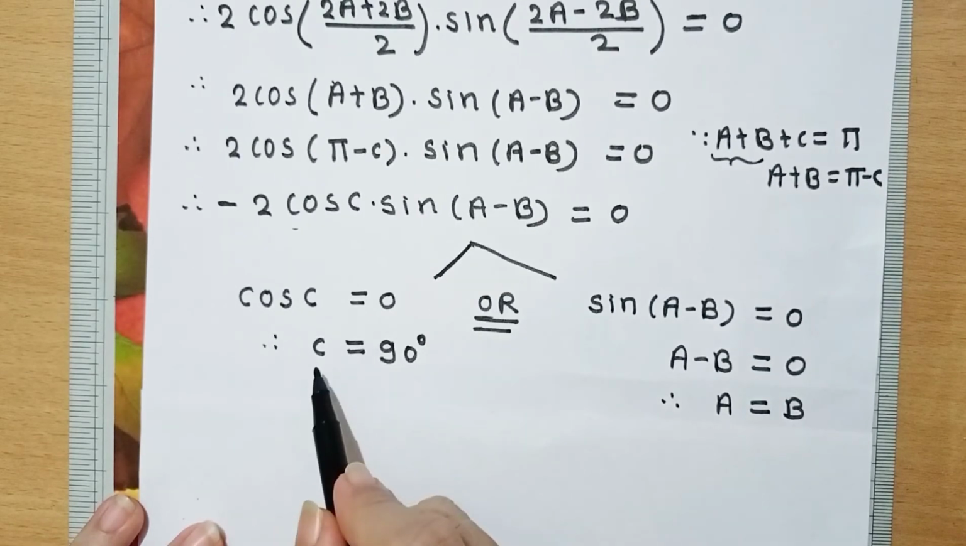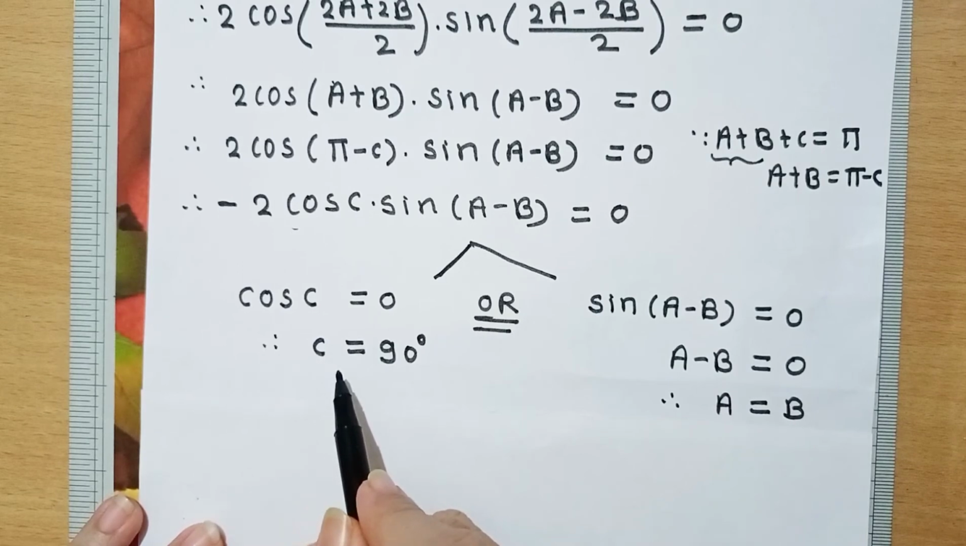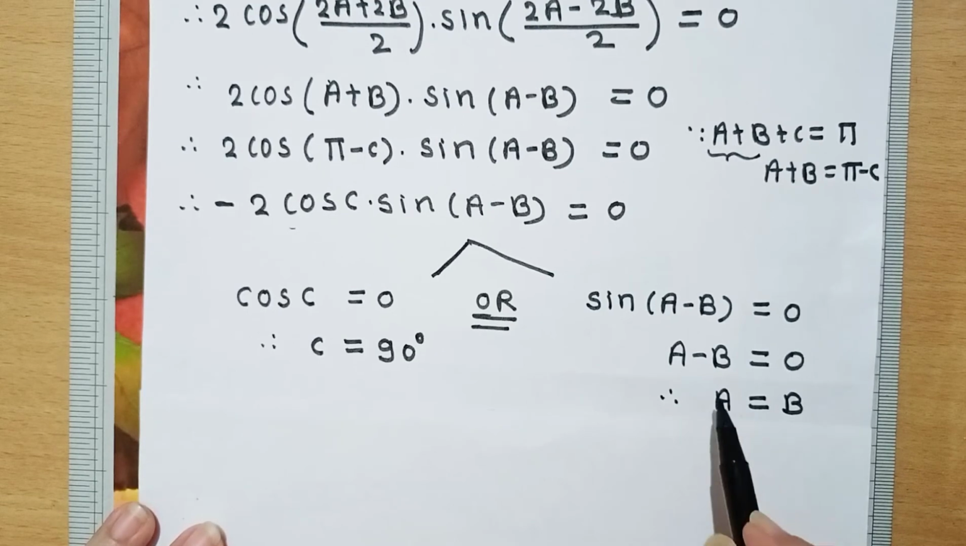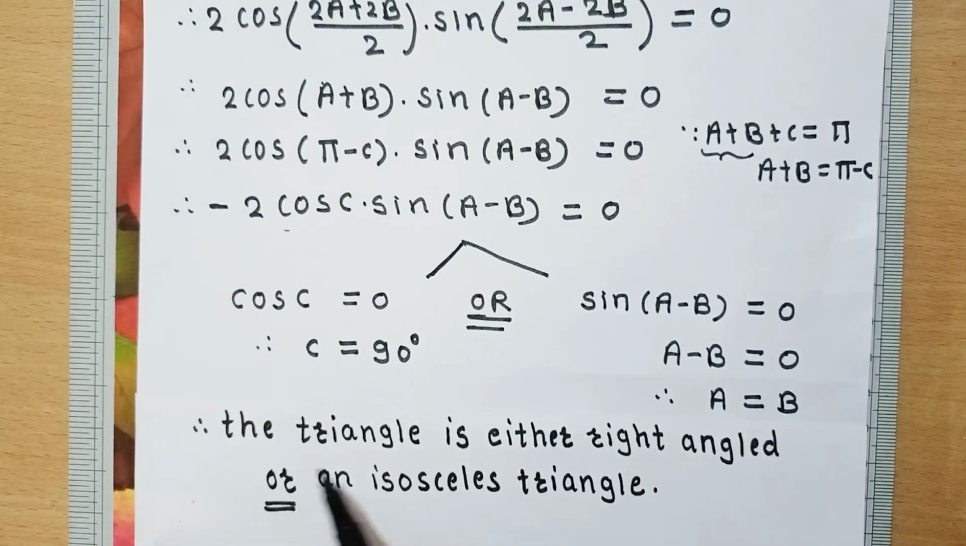That means we have proved that either one angle is 90 degrees, that means it is a right angled triangle, and here we have proved that two angles are equal, that means two sides are equal, and so this is an isosceles triangle, and therefore the triangle is either right angled or isosceles.